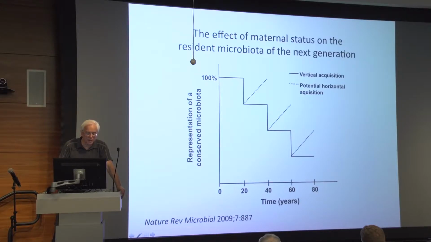Now, some years ago, Dr. Stan Falco and I enlarged this hypothesis, which is shown here, the effect of maternal status on the resident microbiota of the next generation. In our view, ancient moms had an ancient microbiota, and if they lost microbes before the next generation was born, and they couldn't get them back horizontally, then the next generation would be born at a deficit, and so on, and so on. And this is our view of what has been going on with the human microbiome over the course of the 20th century into the 21st century, that the changes in the microbiome have been cumulative across generations.